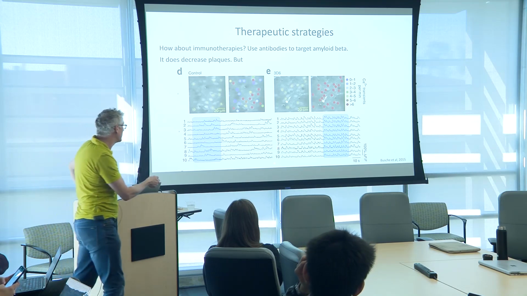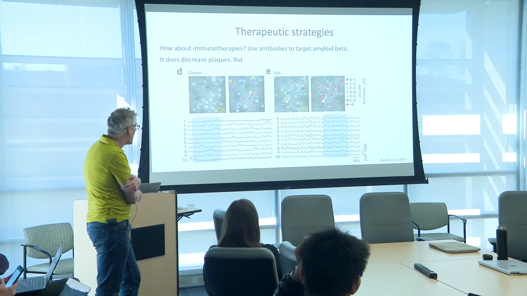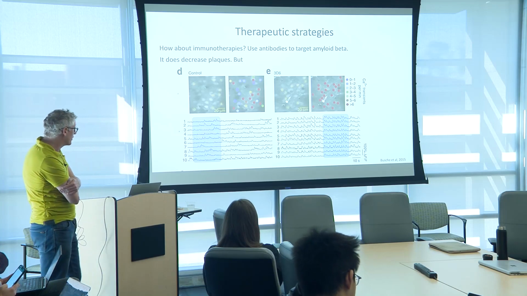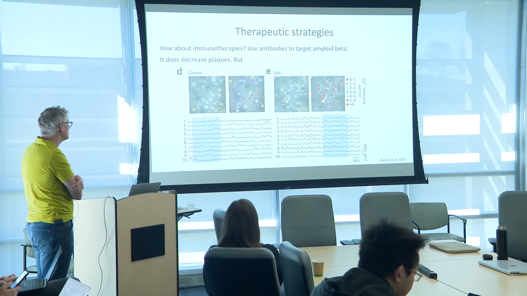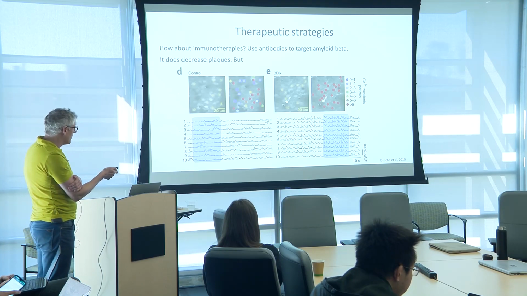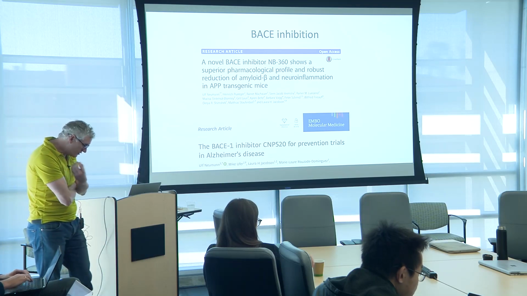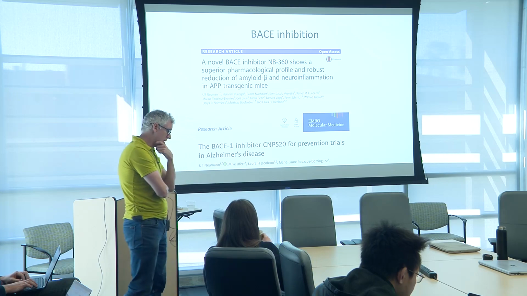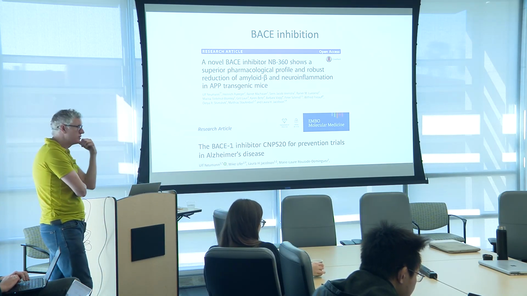In this case, you've actually got a sort of hypersynchrony starting to occur. You've got rid of the plaques, but you have this real aberrant activity going on. So maybe just targeting the plaques is not the best way to go. There's another major approach, which is to try and interfere with the generation of the amyloid protein in the first place, and to try and suppress the generation.